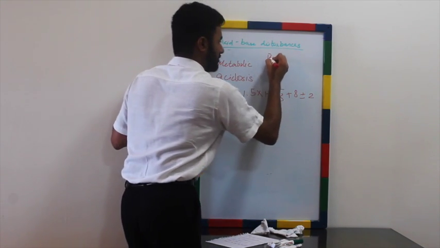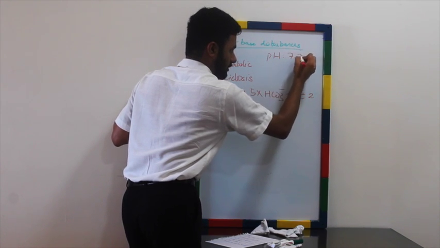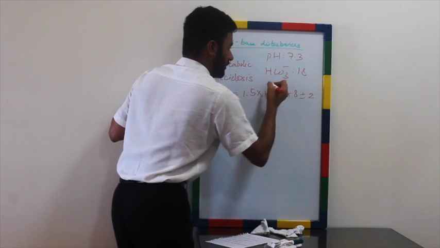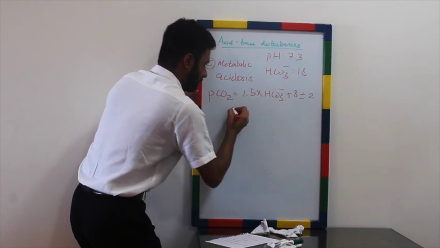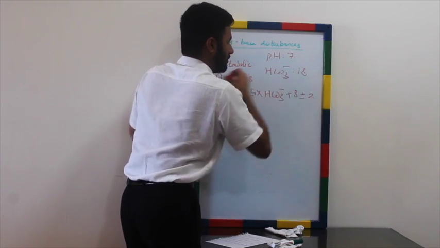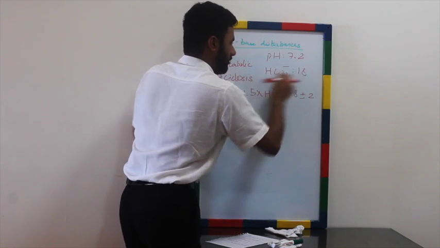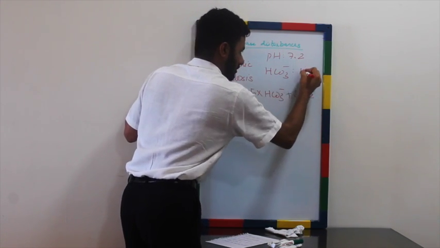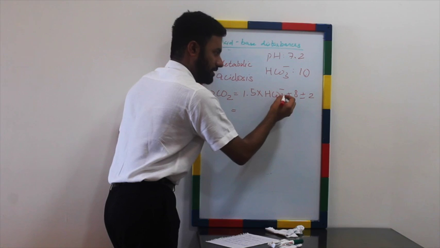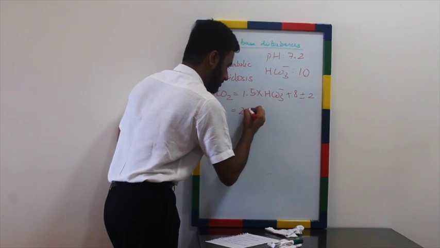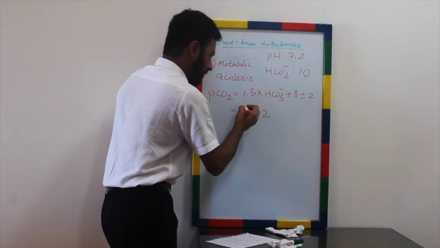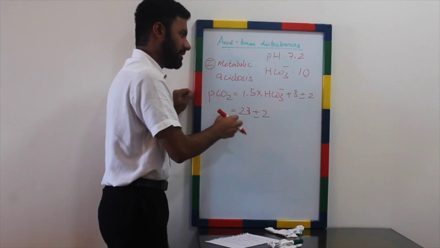So let's say you have a pH of 7.3, a bicarb of 18. What should be the expected PCO2? Okay, let's say a pH of 7.2, a bicarb of 10. What should be the expected PCO2? So it's 1.5 times 10, which is 15, plus 8, plus or minus 2. So the expected PCO2 should be 23 plus or minus 2, so anything between 21 and 25.